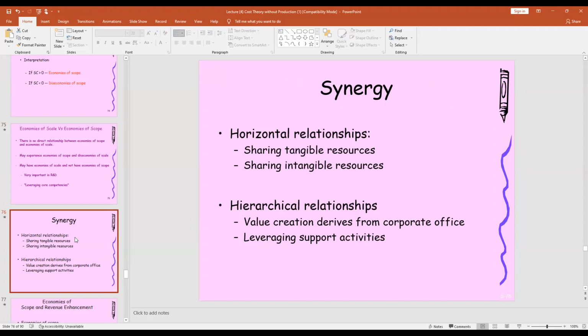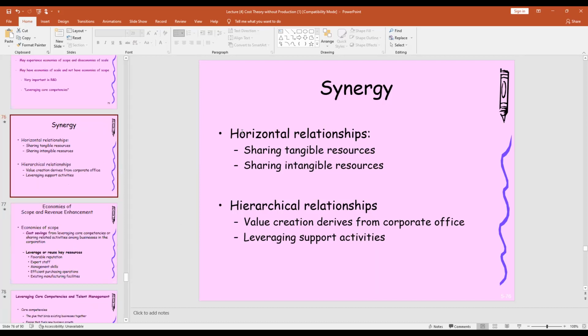There can be a hierarchy relationship, where value creation is driven from the corporate office. For example, you have an input and output relationship. That is what we call a hierarchy relationship. So both can create the synergy effect.